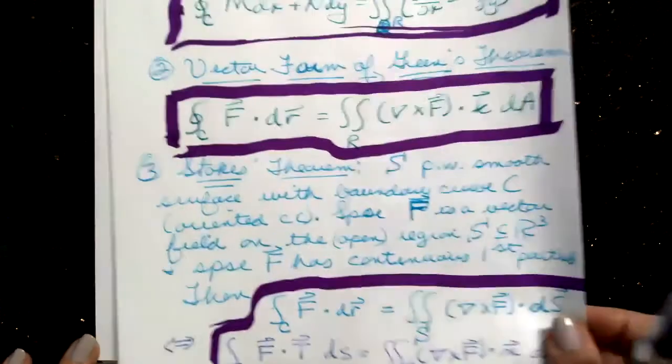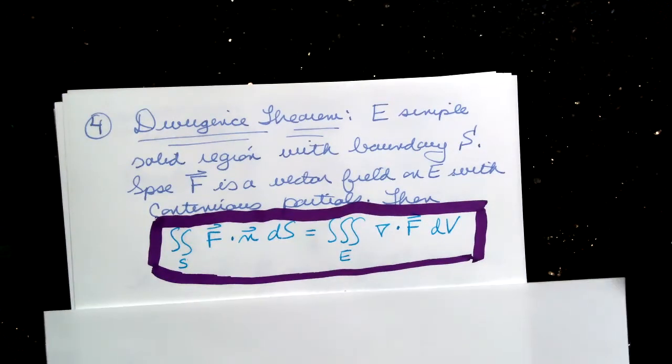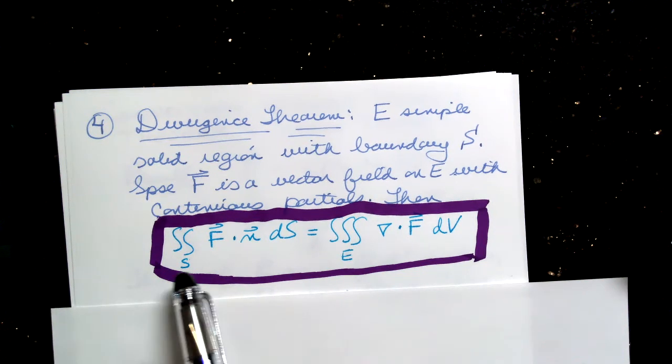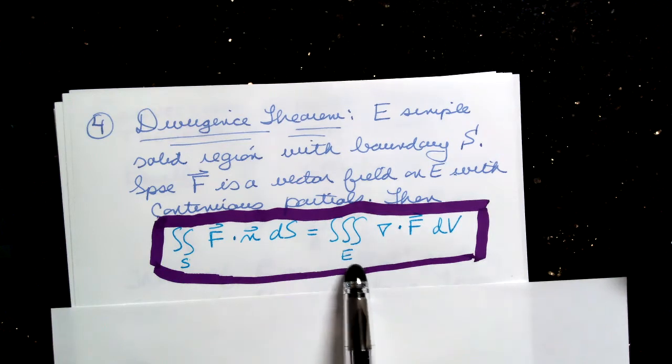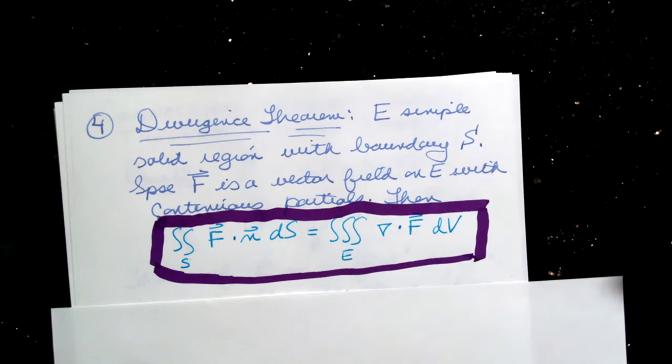Okay, so we have those 3 theorems. And then finally, let's remember what the divergence theorem says. If you have a simple solid region with a boundary surface S and a vector field which is continuous on that region and has continuous first partials, then the integral over the surface of F dot n dS is the integral over the entire region of the divergence of F dV.